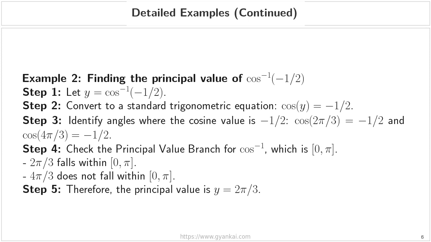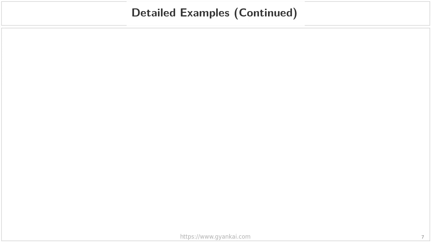Finally, in step 5, we make our final statement. Since 2 pi over 3 is the only angle that satisfies both the equation and the range restriction, the principal value is y equals 2 pi over 3. Detailed examples continued.